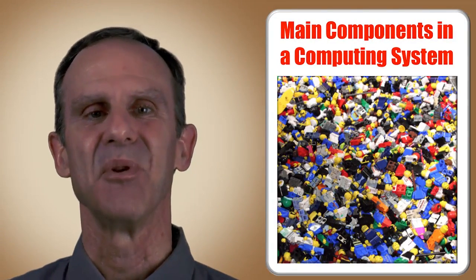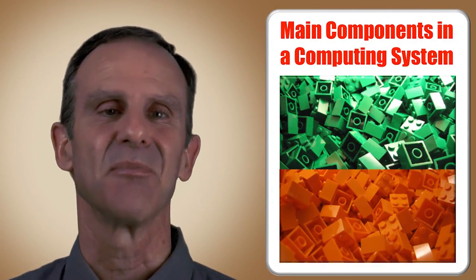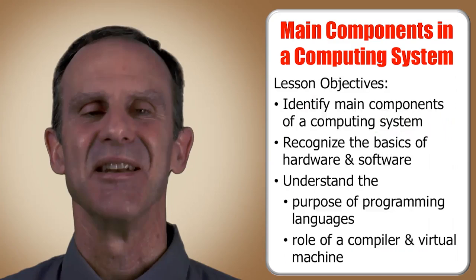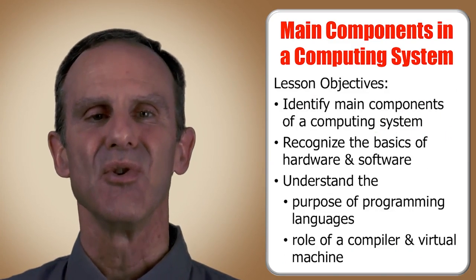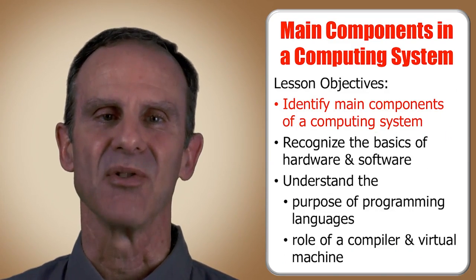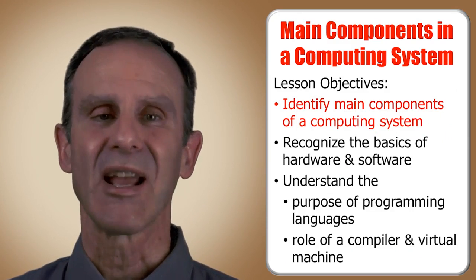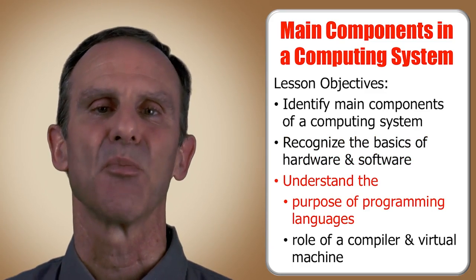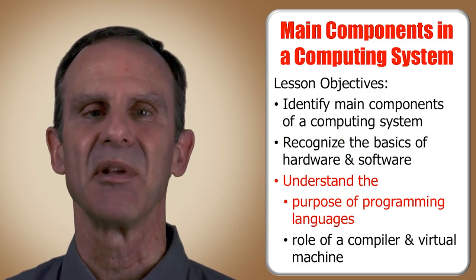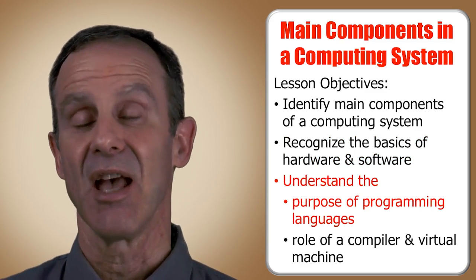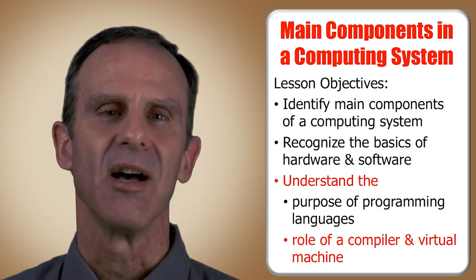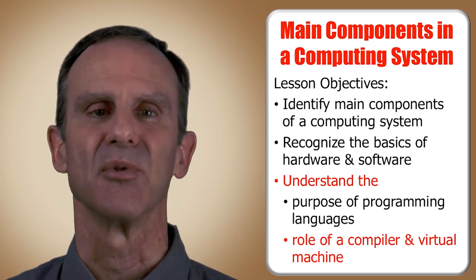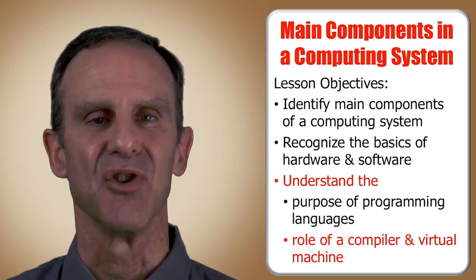This lesson gave you an overview of the components of a computing system and introduced you to the concepts of hardware and software. Now that you have completed this lesson, you should be able to identify the main components of a computer system, recognize the basics of how computer hardware and software works, and understand the purpose of using a high-level programming language to create apps, as well as understand the role of the Java compiler and the Java virtual machine in creating and executing Java programs.